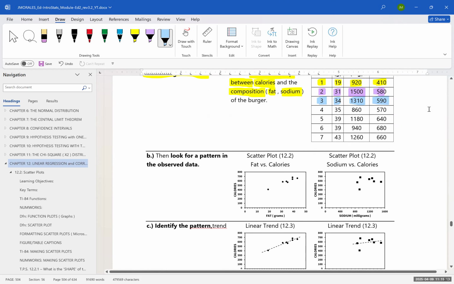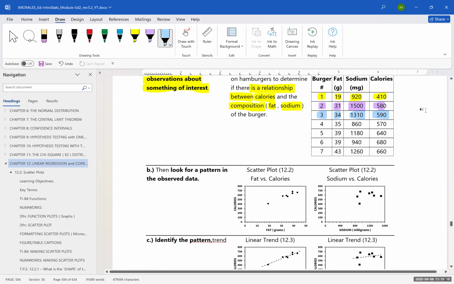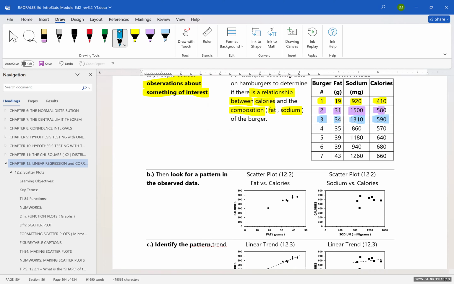All right, now what you want to do with these random variables, and I should mention, fat is a random variable, sodium is a second random variable, and calories is a third random variable. There's more we could have collected, but just to keep things simple, we got these 3. So now we want to see if there's a pattern in the observed data. So how do you set things up to look for a pattern in the first place?